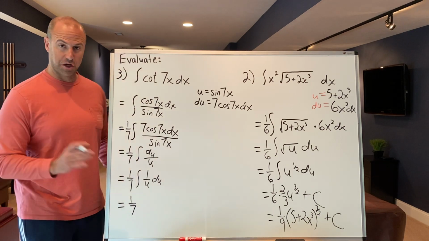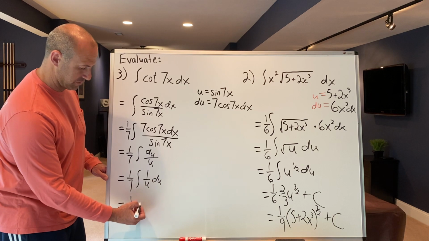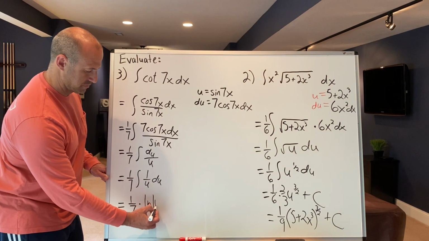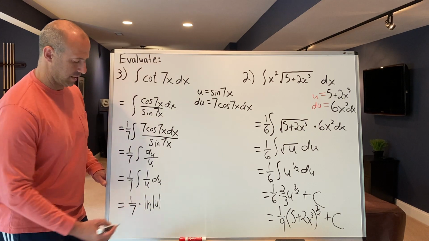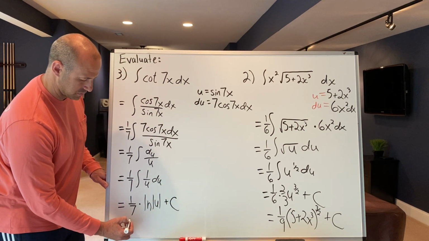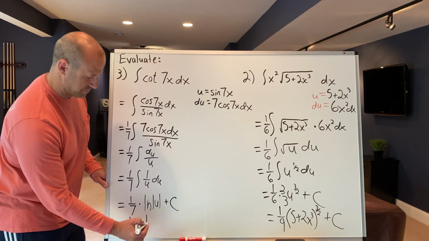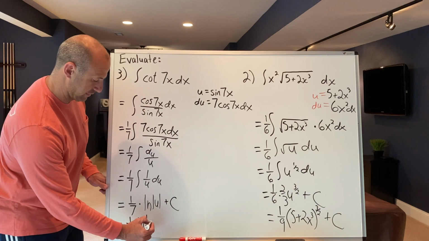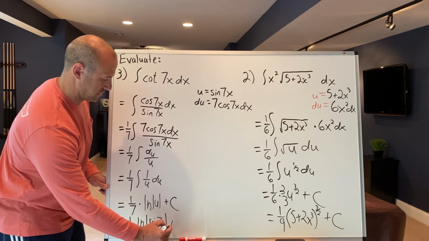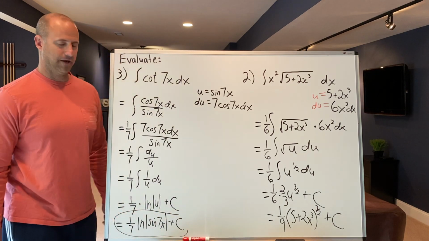Now that I actually am ready to integrate, I'm going to go ahead and actually integrate. That's 1/7 times ln of the absolute value of u. Remember that from the other day. Plus c. And that means that our final answer is 1/7 ln absolute value of sine of 7x plus c. Whew, tough one, okay?